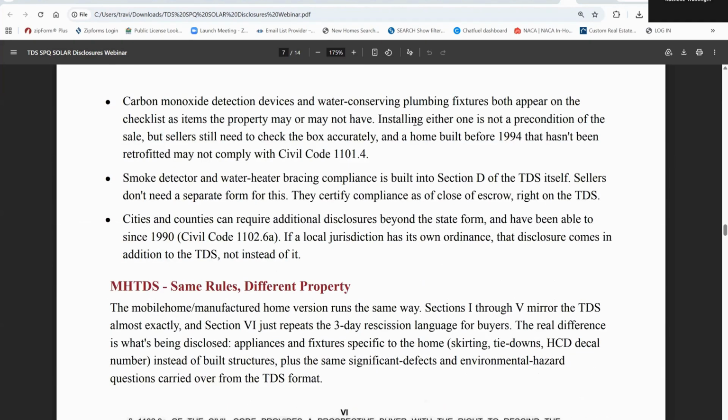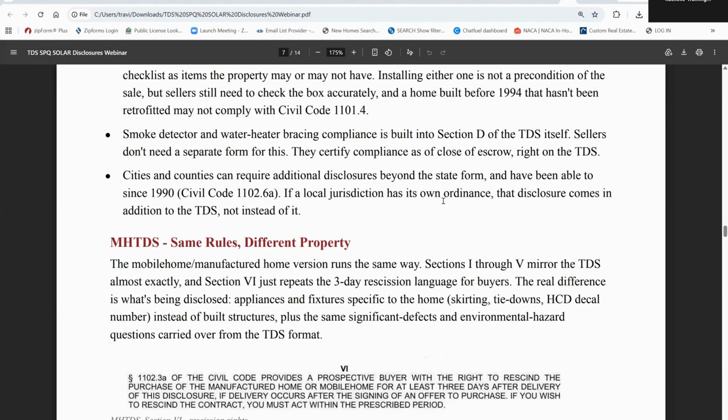Carbon monoxide detection devices and water-conserving plumbing fixtures both appear on the checklist as items a property may or may not have. Installing either one is not a precondition of the sale, but the sellers need to check the box accurately. If the home was built before 1994 and hasn't been retrofitted, it might not comply with Civil Code 1101.4. Smoke detector and water heater bracing compliance is built into Section D of the TDS itself. Sellers don't need a separate form for this. They certify compliance at close of escrow right on the TDS.